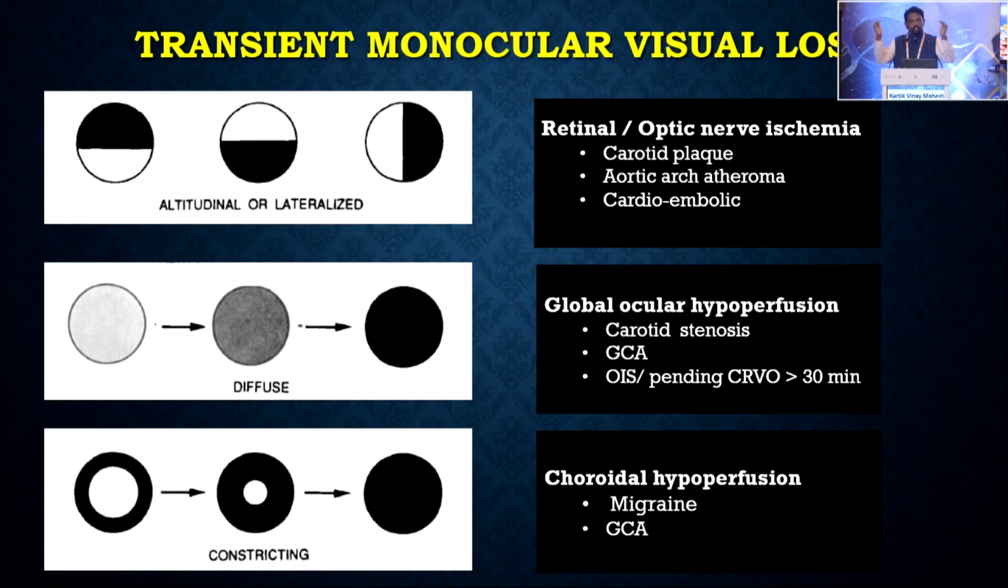When you have constricting visual fields in the transient vision loss, it means the choroid is getting hypoperfused. The retinal part, the retinal part of the choroid is getting hypoperfused. This can be seen in giant cell arteritis or some forms of migraine also.